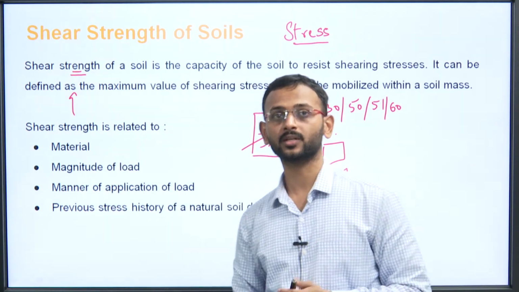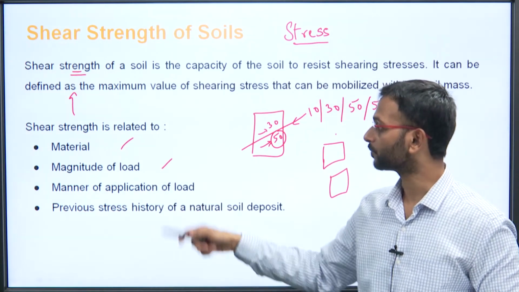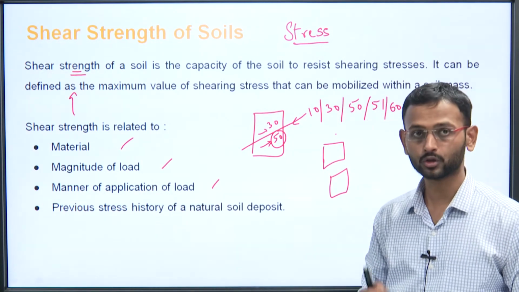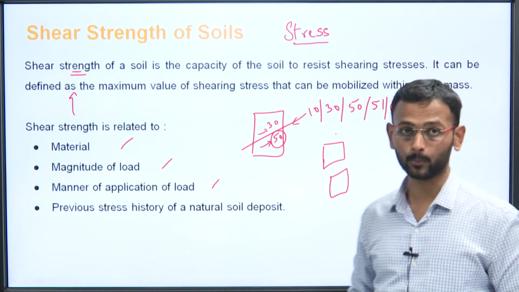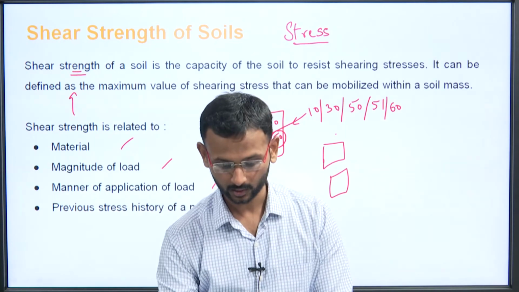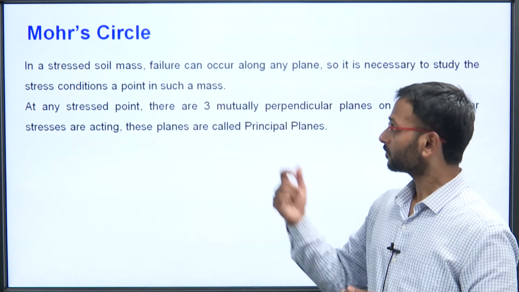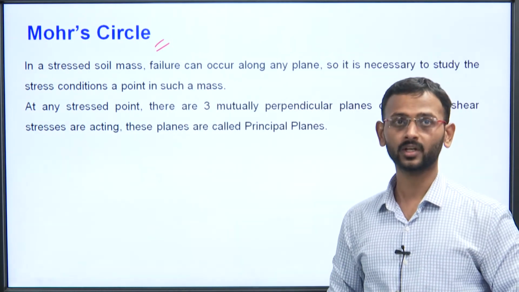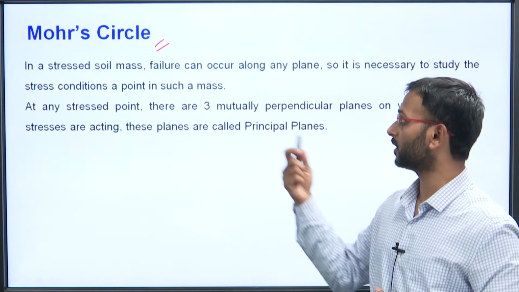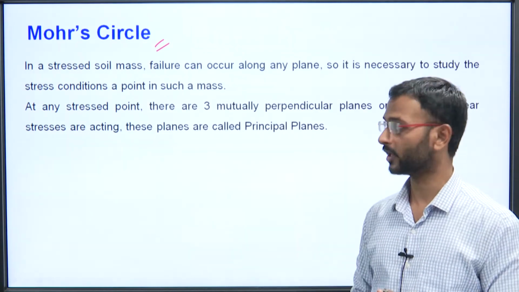Now shear strength is related to the material, or that is the soil which is there, magnitude of the load, manner of application of the load, how is the load being applied there, previous stress history of a natural soil deposit. So these are the 4 things on which the shear strength of the soil is dependent upon. Now in your engineering mechanics class you have already studied the Mohr circle. I am simply just stating out simple points so that you can just relate with the soil mechanics here.